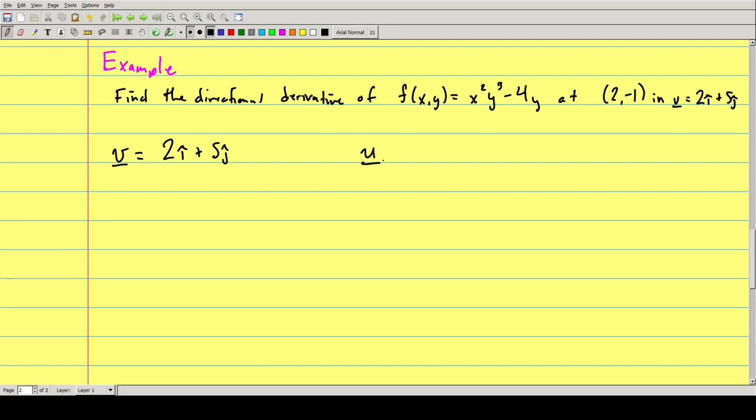We have this. If we want to make it a unit vector, we divide by its length. You can write that maybe if it makes the notation shorter. And so what we get is 2 over the square root of 29, 5 over the square root of 29.